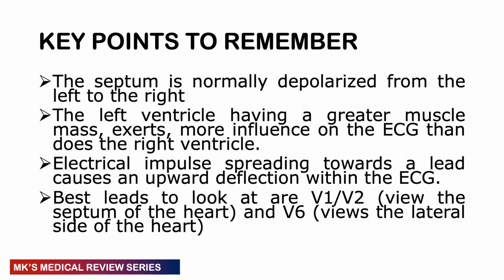Then an electrical impulse that is spreading towards a lead is going to cause a positive upward deflection in the ECG. If it's moving away from that lead or electrode, it's going to cause a negative deflection. So the leads that we look at best to determine bundle branch block are V1 and V2, which look at the septum, and V6, which looks at the lateral aspect of the heart, to some extent even V5.